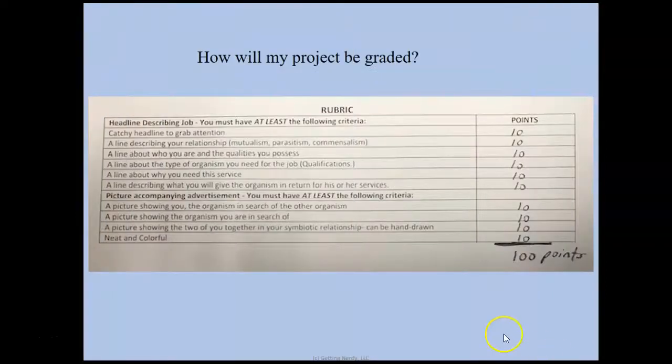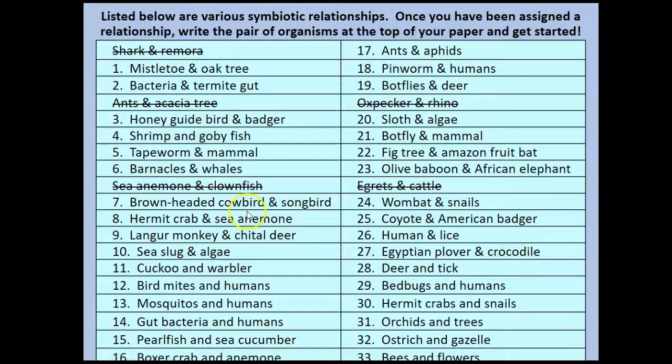Okay, and here's how I'm going to grade you. Each one of these things is worth 10 points, and the whole project is going to be worth 100 points. So it should be a fun project that shouldn't take that long. So yeah, have fun with it. And if you have any questions, just get with me. When you come into class, I will be handing you out a number, and you'll look at whatever your number is. If you're 27, you'll be an Egyptian plover, and you're looking for a crocodile. If you're number 22, you'll be a fig tree, and you're looking for an Amazon fruit bat. So you will research whatever this is and then create your ad.